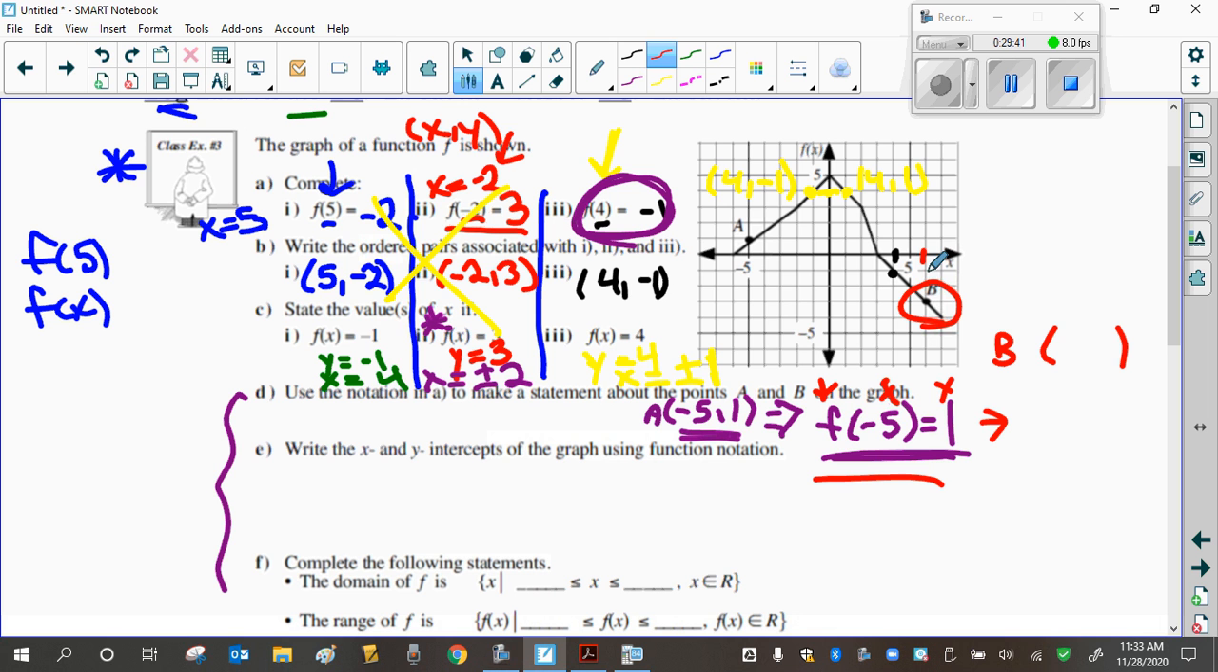So 6 to the right, 1, 2, 3 down. 6, negative 3 is the point you should have got. And then the F goes in the bracket, and the y goes on the other side of the equal sign. Voila.